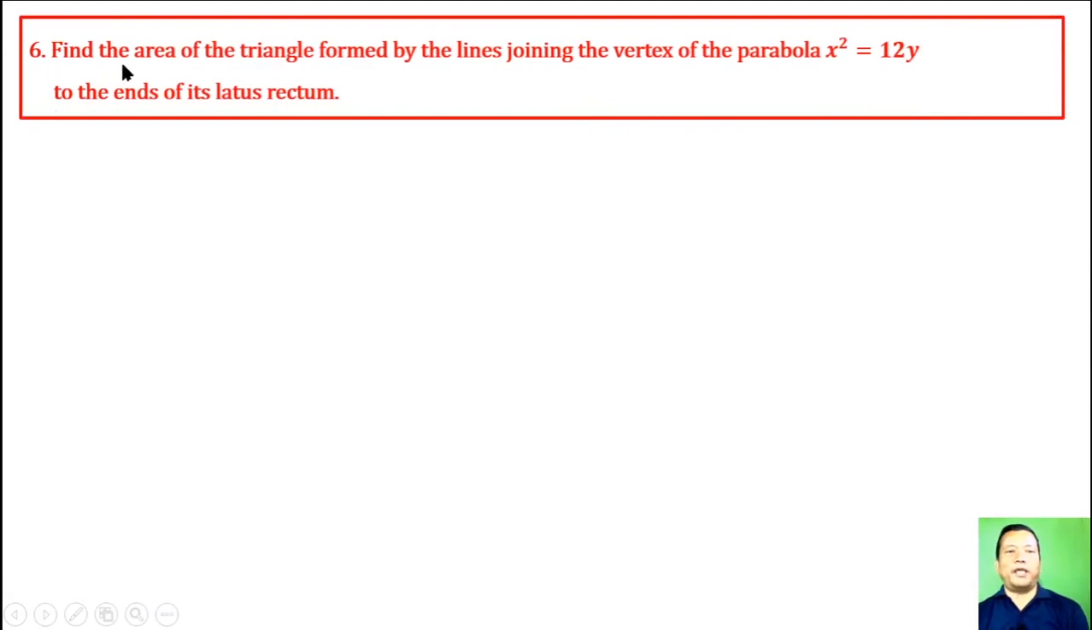6. Find the area of the triangle formed by the lines joining the vertex of the parabola x squared equal to 12y to the ends of its latus rectum.